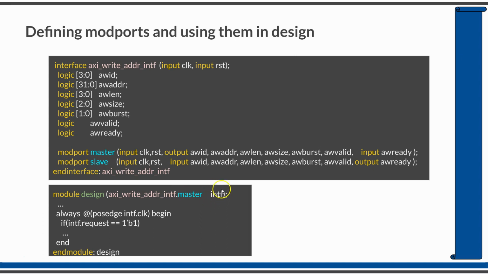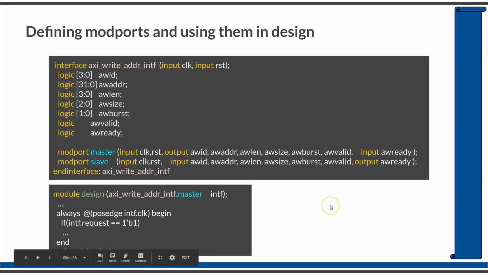In this example, this INTF is an interface type, and all the signals within this interface get the master modport direction. In other words, this is exactly the same as defining all these signals as output and this signal as input here. And after defining this in the module port list, you can use them with this local instance name. We can access individual signals like INTF.request and so on.